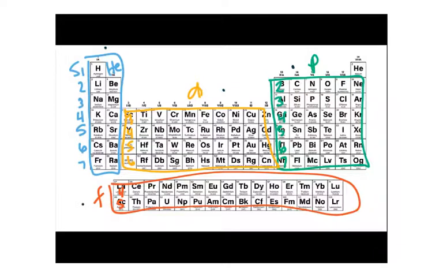And then again, these are alkali metals, alkaline earth metals, transition metals, halogens, noble gases, the lanthanide series, which is easy to remember, it starts with lanthanum, and then the actinide series, which starts with actinium. So those are usually pretty easy series to remember.